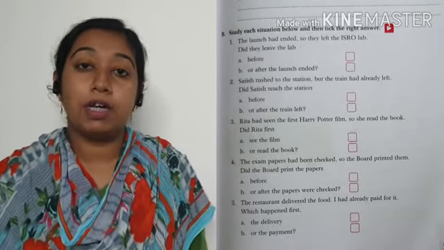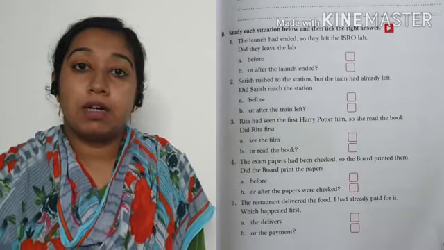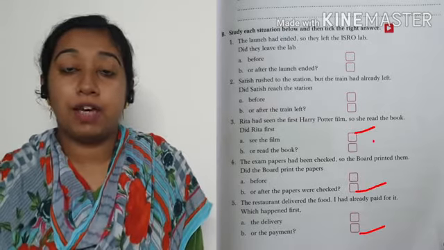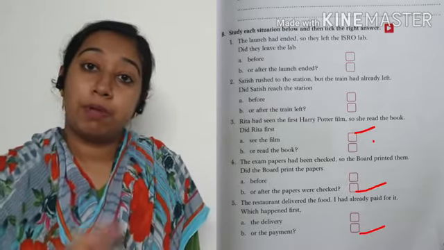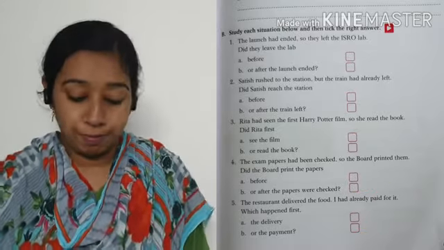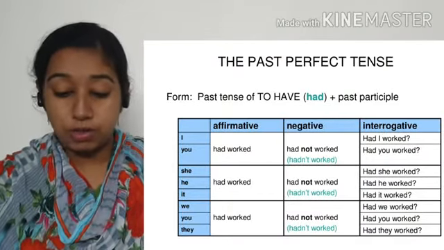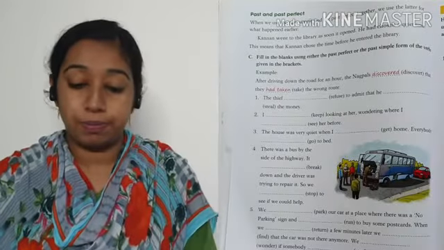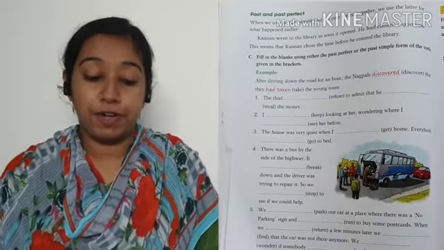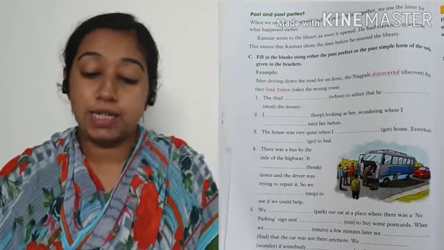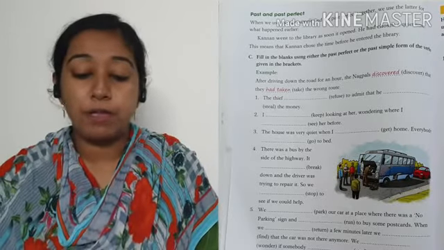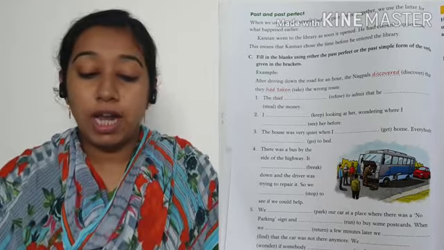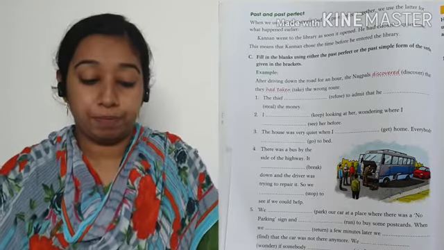So remember, in a sentence there is past perfect given, then we have to write the simple past. The simple past is given, then the past perfect is written. The exercise page number 63 is completed. Now 64 page number exercise. Past and past perfect. When we use the past simple, that is simple past, and the past perfect together, we use the latter for what happened earlier.